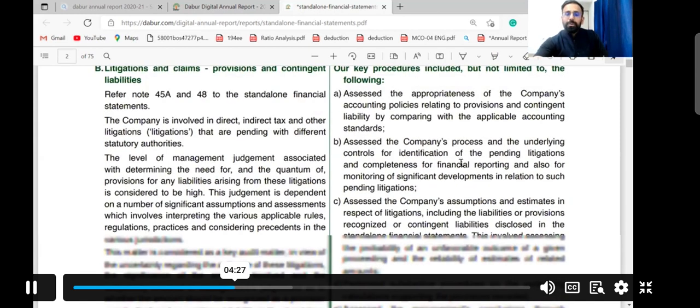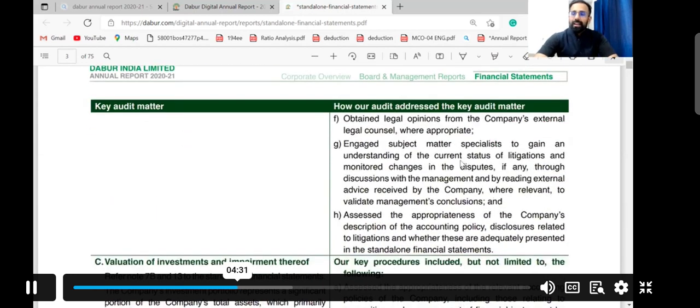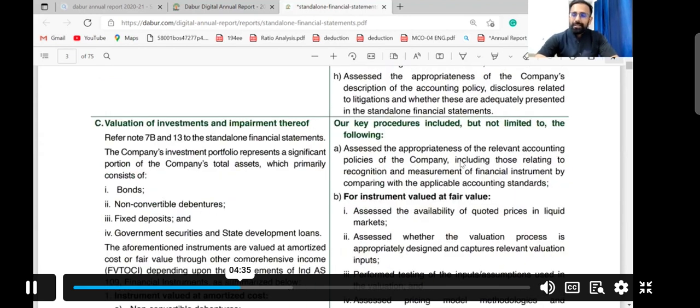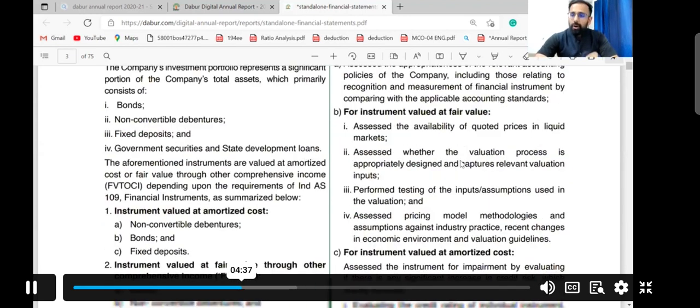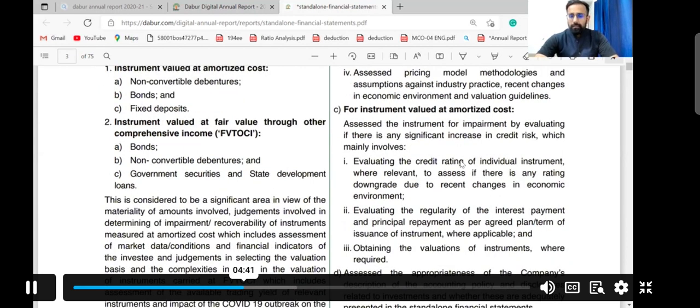So if you want to check whether the financial statements provided by organizations give you a true and fair view, indirectly I can say whether these financial statements are correct or not, you can judge this by reading the auditor's report, right?